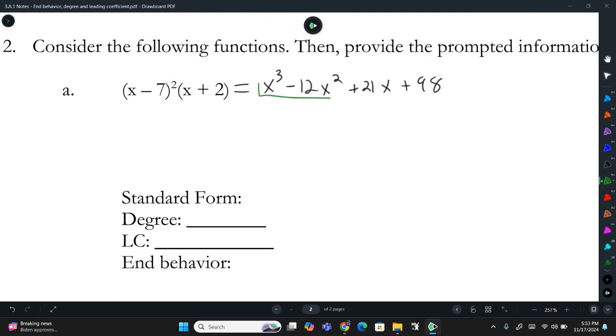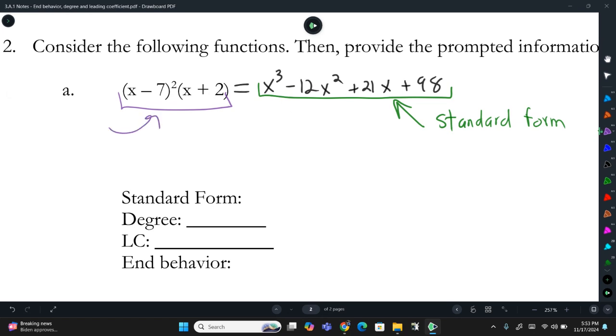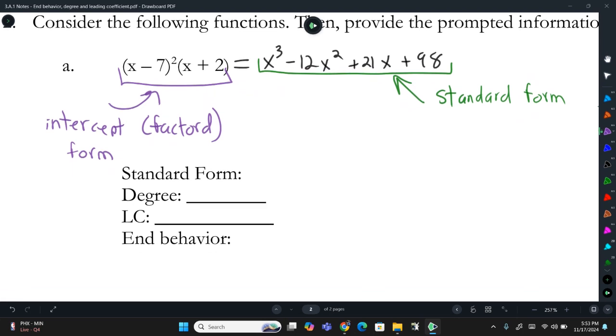This right here is standard form. This right here, that should look familiar from when we graphed quadratics. That's intercept form, or factored form. So intercept and factored form mean the same thing.